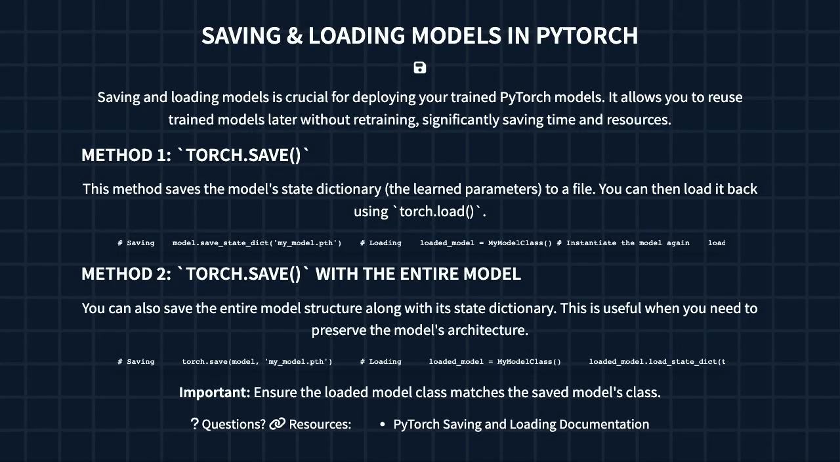Okay, let's talk about saving your PyTorch models. It's super important to do this so you can reuse them later without having to train from scratch. There are two main ways to save. The first is using torch.save, and it saves just the model's parameters, also known as the state dictionary. You'll then need to load that dictionary back into a new instance of your model class. The second way is saving the entire model structure along with those parameters, which is useful if you want to preserve everything exactly as it was. Just remember, when loading, make sure you're loading into the same type of model class. I'll link to the official PyTorch documentation for more details and best practices.